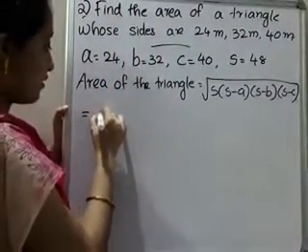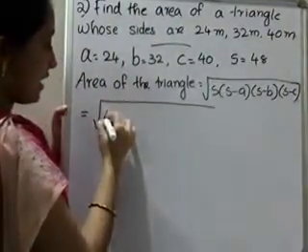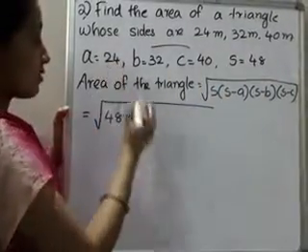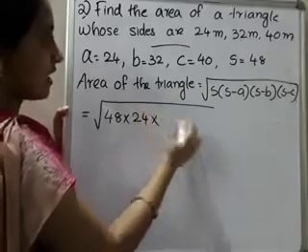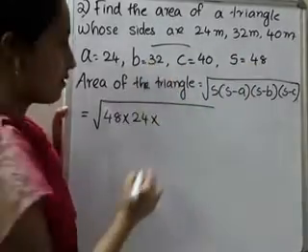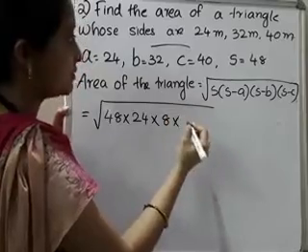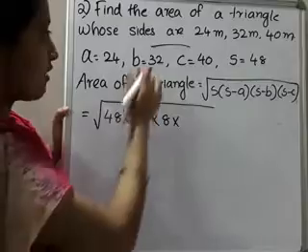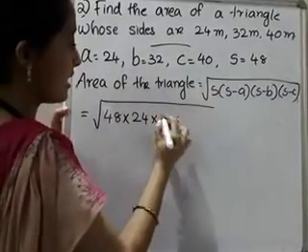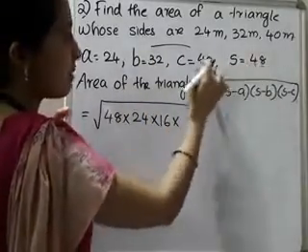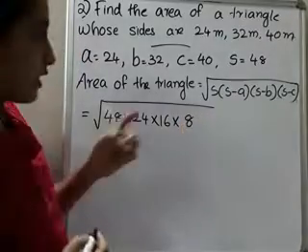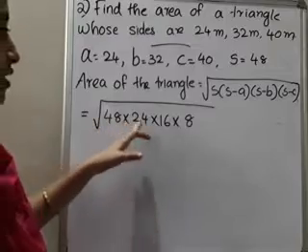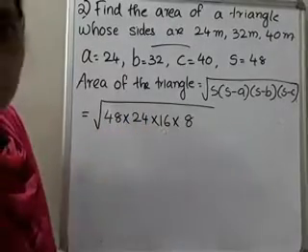Okay, so that is equal to, what is S? S is what? 48. So 48 into S minus A, that is 48 minus 24, that is 24, into 48 minus 32, what is that? 16. Then 48 minus 40 is equal to what? 8. So you got root of 48 into 24 into 16 into 8.